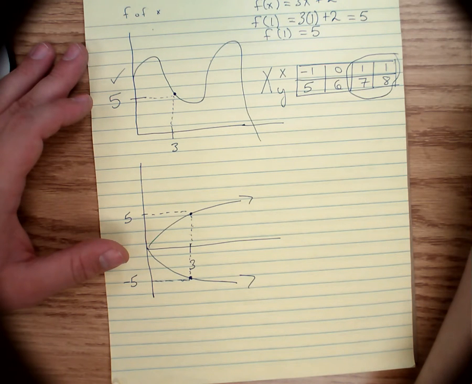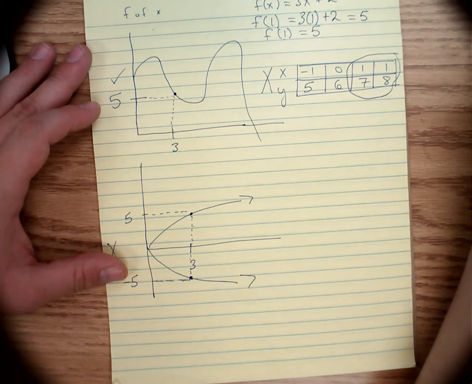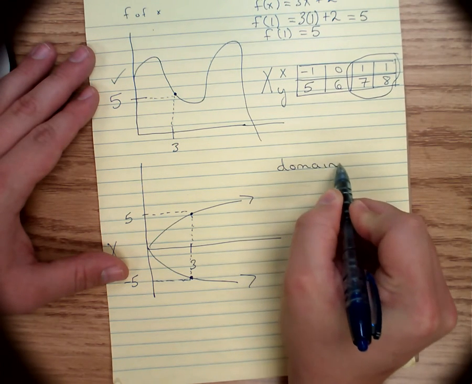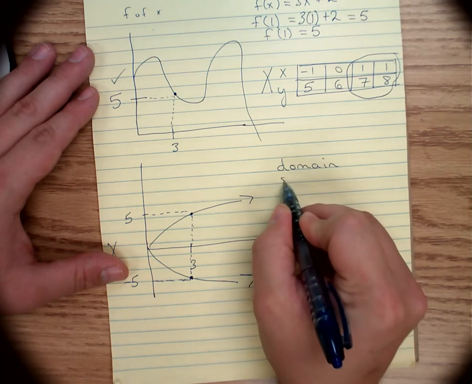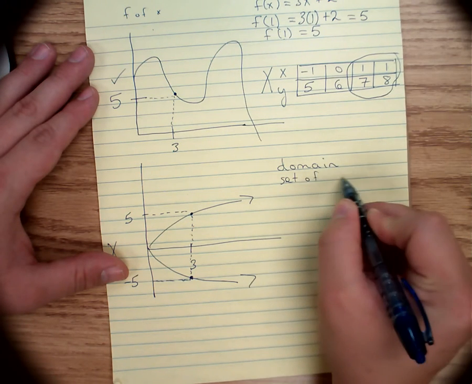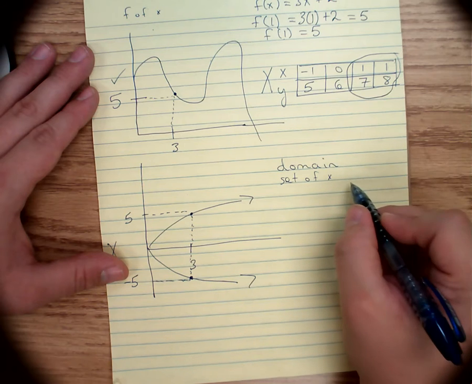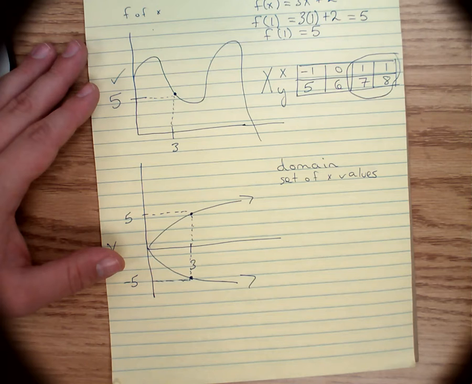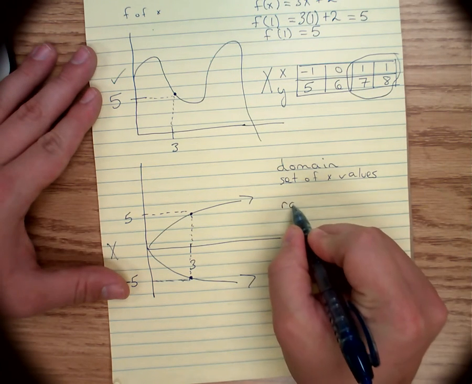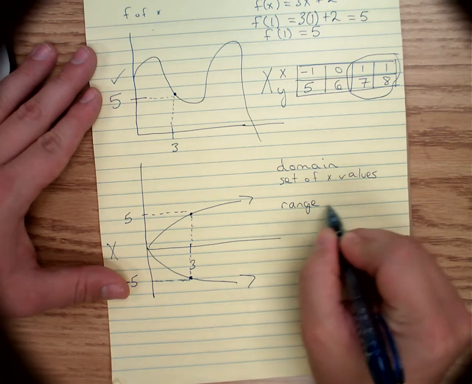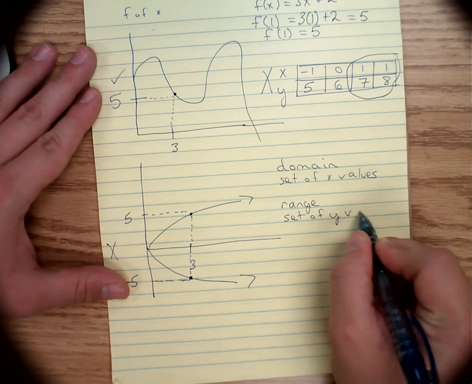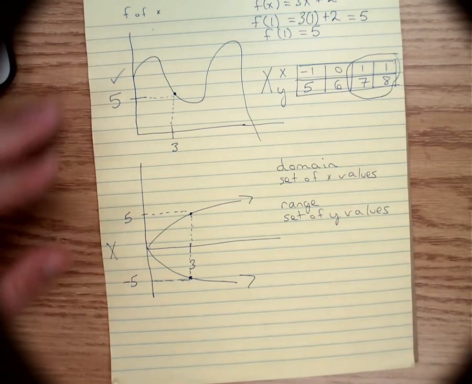All right, so that's a brief primer on what we're doing today. We also have domain and range. Domain will be the set of x values in a function. And range will be the set of y values in a function.